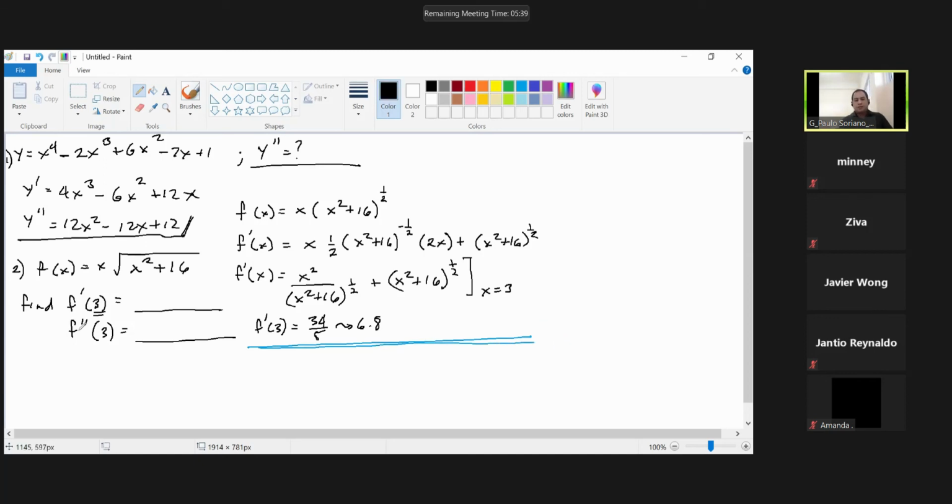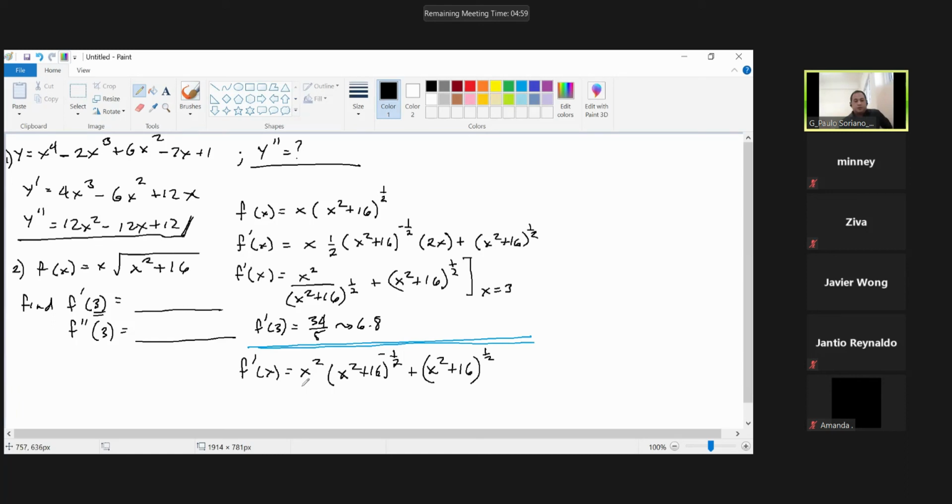The second one: we need now to get f double prime of 3. So we have f prime already over here. I'm going to use the simplified version with this one on top. So f prime of x is now equal to x squared times (x squared plus 16) raised to negative 1/2 plus (x squared plus 16) raised to 1/2. Oh sorry, that's negative 1/2 for this one, and this one is 1/2.